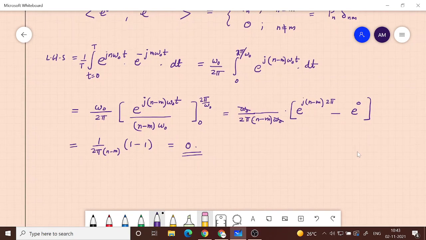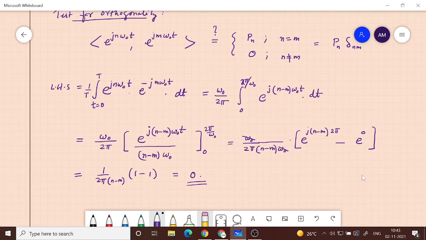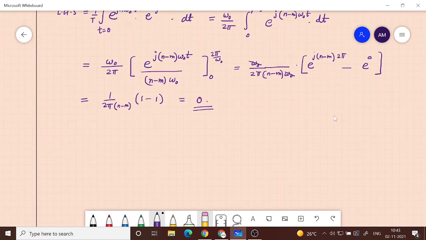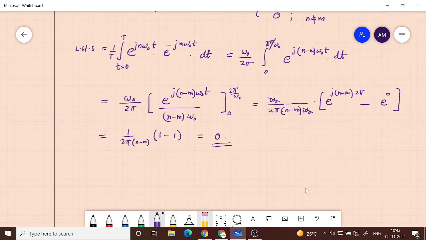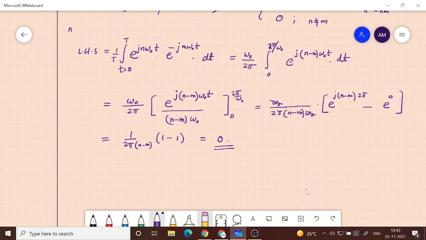Yes, sir. So that's all I need to check for orthogonality, right? When n is not equal to m, the inner product should give me 0. And if you want the power to be calculated, then I have to take the n equal to m case. So let me specify here, we were considering n not equal to m. Now I am going to take n equal to m.